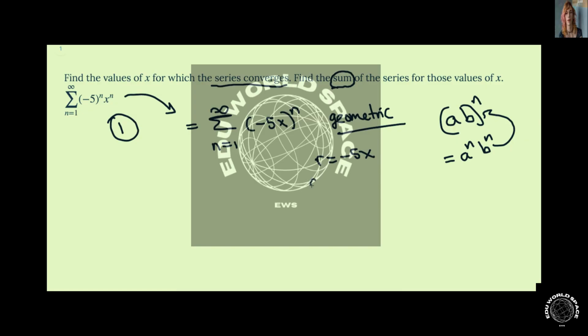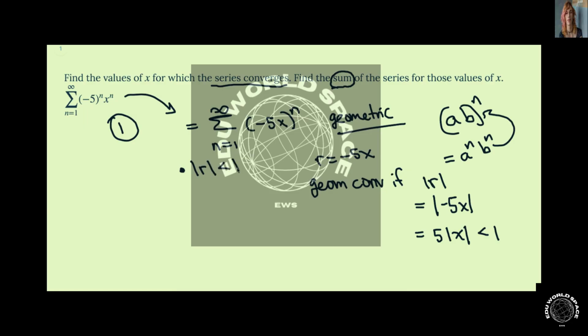I know that a geometric series will converge if the absolute value of r, so in our case the absolute value of negative 5x, or just 5 times the absolute value of x, is less than 1. So we need the condition absolute value of r strictly less than 1, not equal to 1. And this is precisely why I use this inequality at the very end to set it less than 1. So solve that for x by dividing both sides by 5.